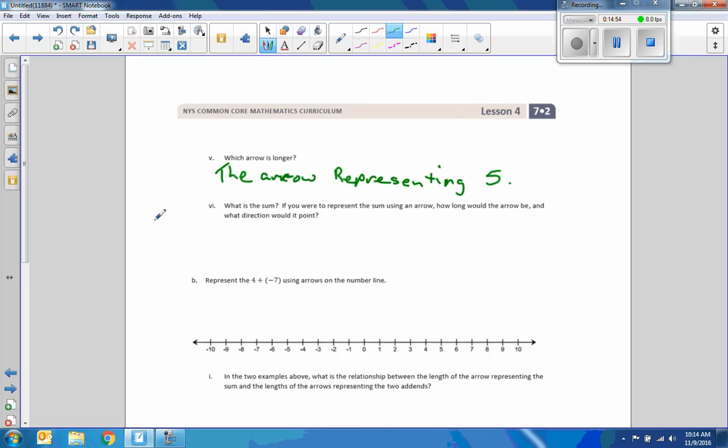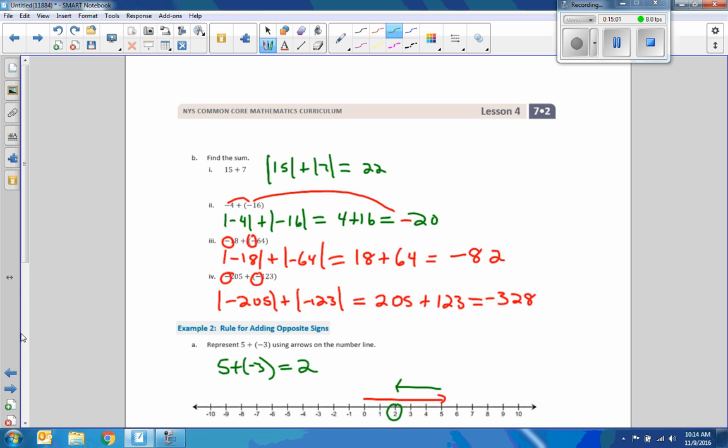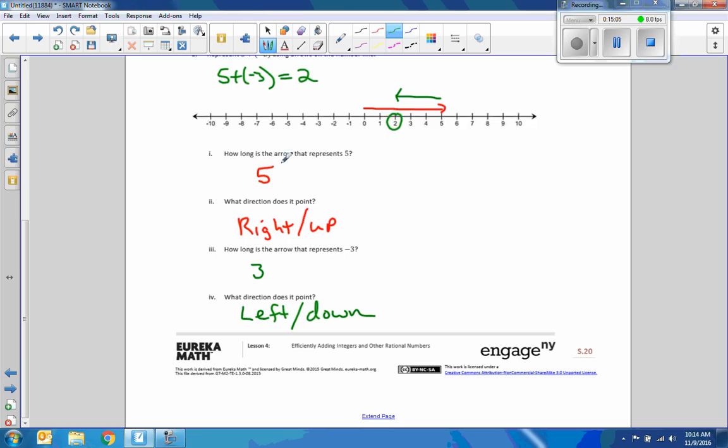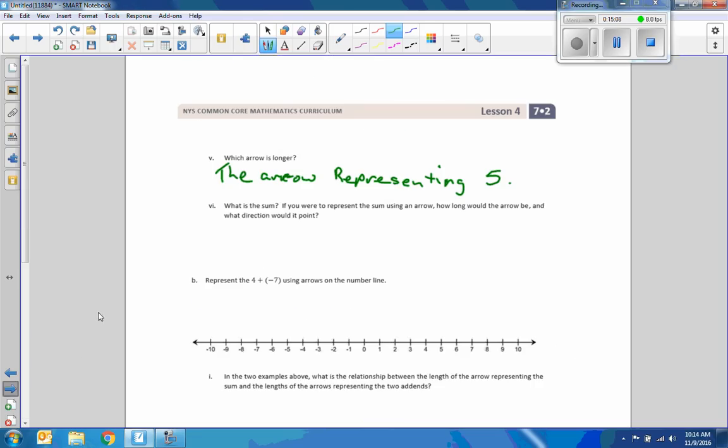What is the sum? If you were to represent the sum using an arrow, how long would the arrow be? Okay, what was the sum? Let's go back and look. The sum was 2. Then it says if you were to represent the sum using an arrow, how long would the arrow be and what direction would it point?